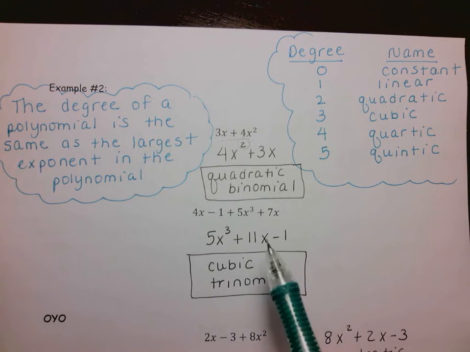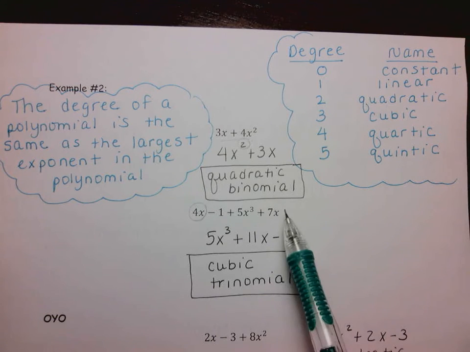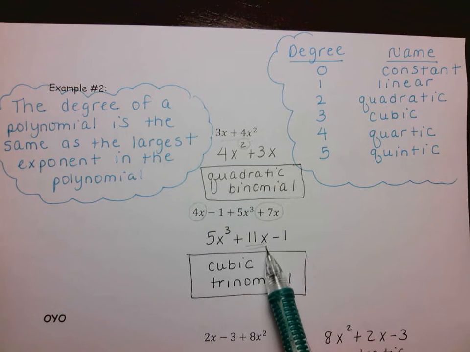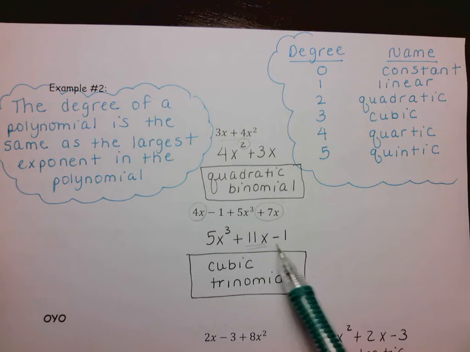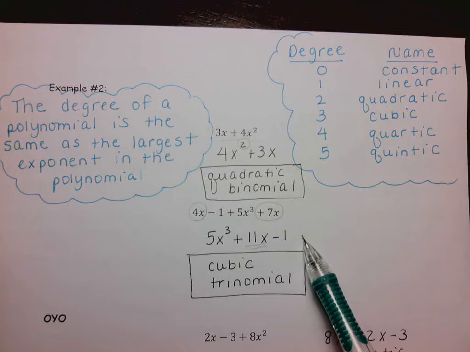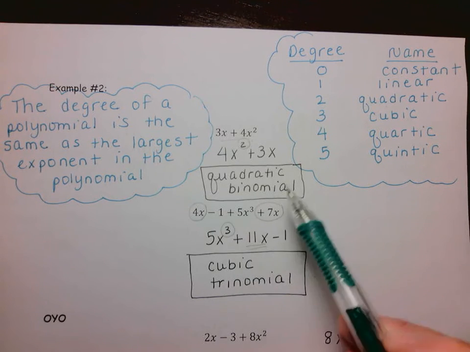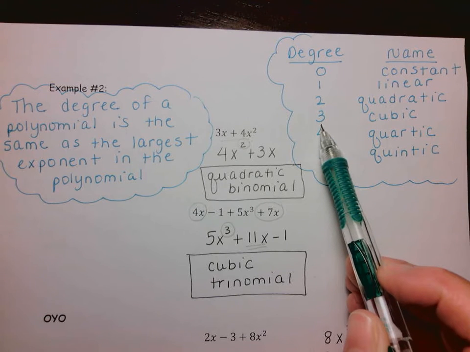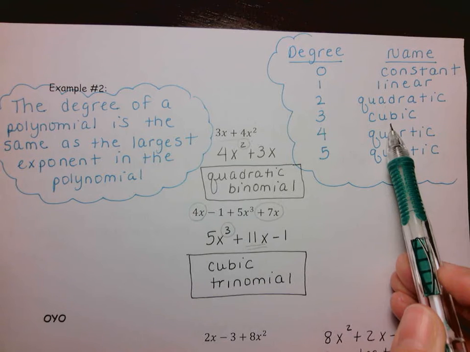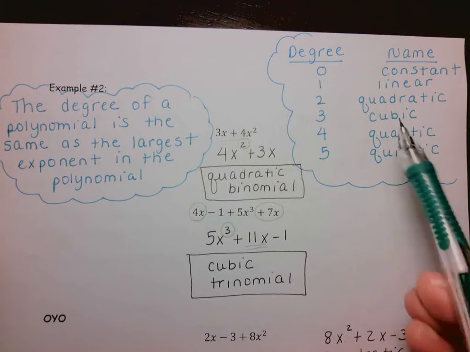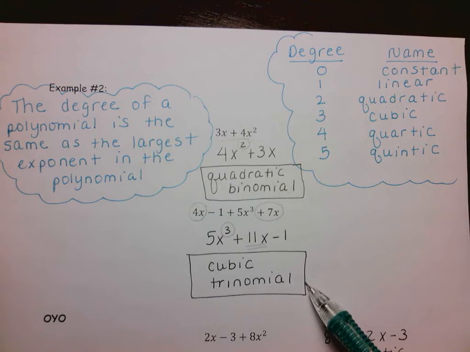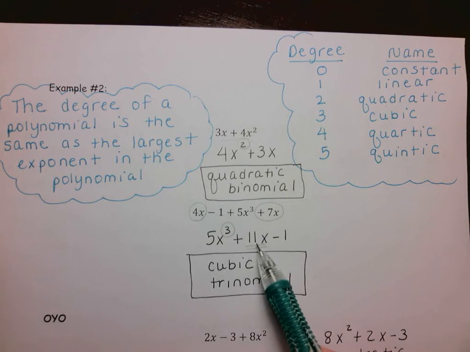In the next example, I cannot name this polynomial until after I have combined all of my like terms. And then I put it in standard form, and I can see that my largest exponent is a 3. So this is a third degree trinomial. So I'm going to call this a cubic trinomial. And it's a trinomial because after I have combined all of my like terms, there are 3 terms.